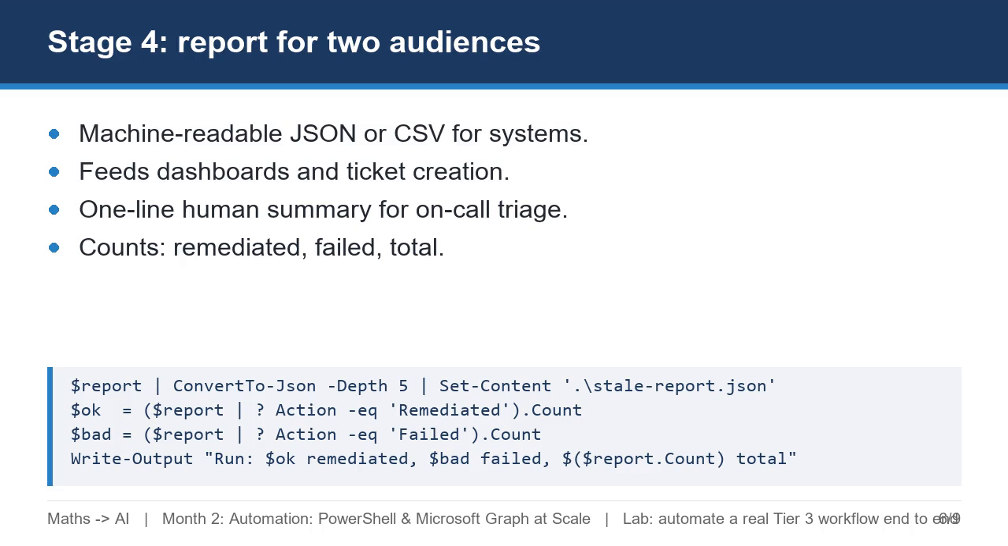Stage 4 is reporting, and you serve two different audiences. Produce a machine-readable artifact, JSON or CSV, that downstream systems can ingest to feed dashboards and open tickets automatically. And produce a human-readable one-line summary so an on-call engineer can triage the run at a glance: so many remediated, so many failed, so many total. Both come from the same per-device result objects you built in stage 3. Two formats, two consumers, one source of truth.